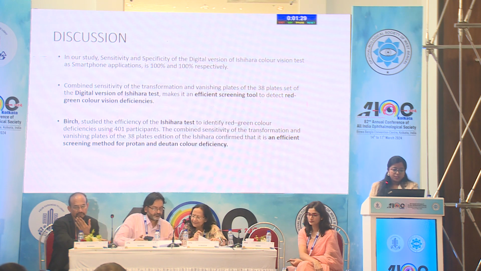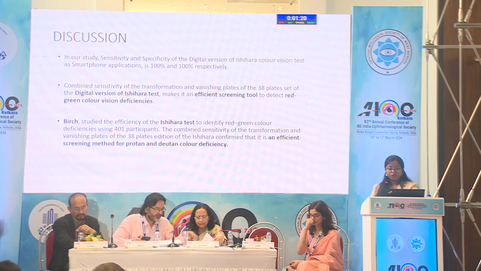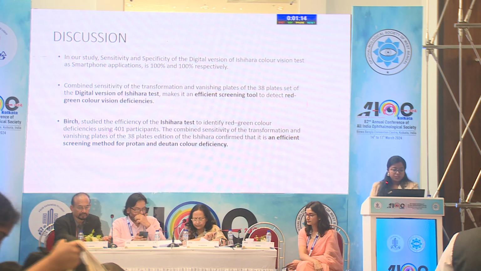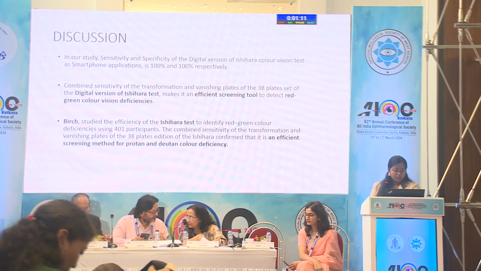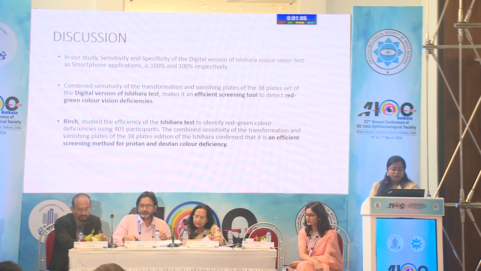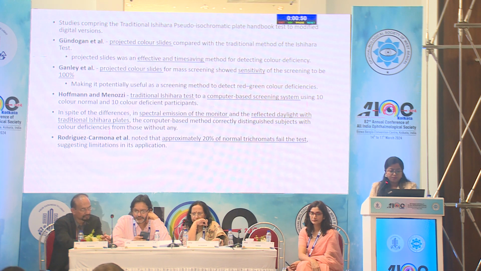Combined sensitivity and specificity of the digital version and the Ishihara were 100% and 100% respectively. And this makes the digital version of the Ishihara test an efficient screening tool to detect red-green color vision deficiencies. Birch had a similar test with 401 participants, and it also found that red-green color deficiencies were detected similarly by the Ishihara handbook and the smartphone app. We have several studies like Gundon et al., Gantley et al., Hoffman and Mazzoni, Rodriguez, Cameron et al. They tested with projected color slides, and they proved that it is an effective and time-saving method.